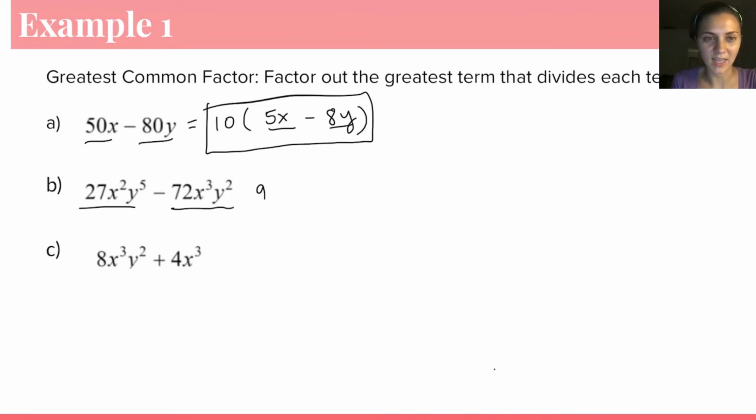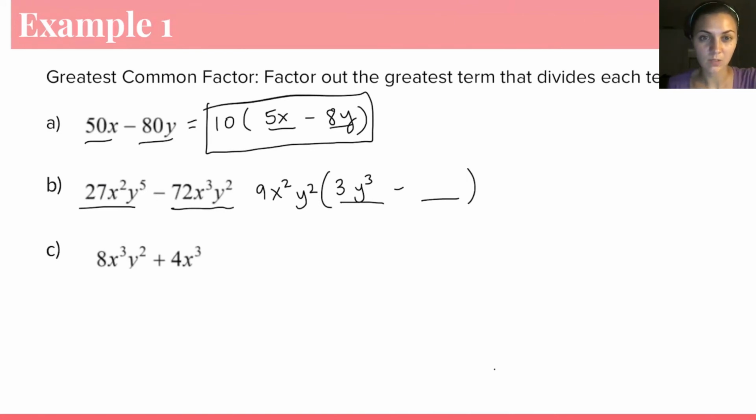The x's, I see I have x squared and x cubed, so that means I can divide out x squared. It's the greatest term that I could factor out. And then I see I have y to the 5th and y squared, and so I can factor out y squared. Now I'm going to figure out what I have left over. So 27 divided by 9 is 3. The x squared divided by x squared disappears, so that's gone. And then y to the 5th power divided by y squared is y to the 3rd power. So that's all that's left in that term.